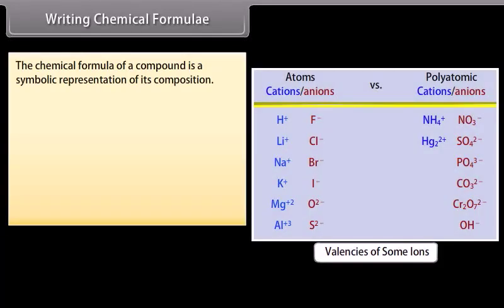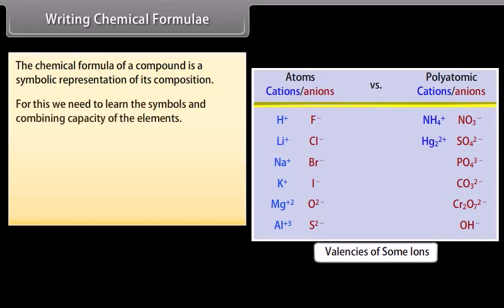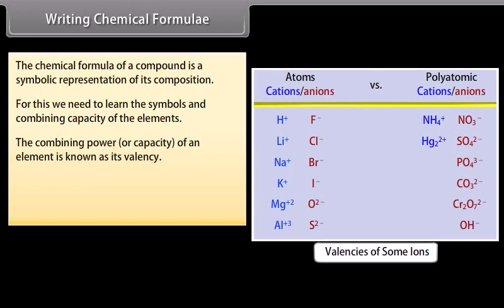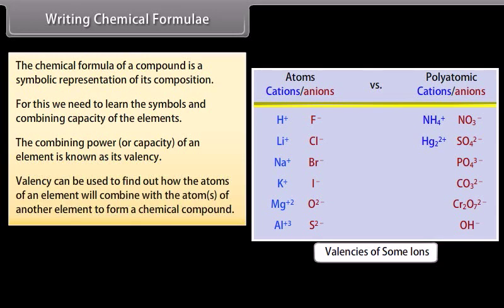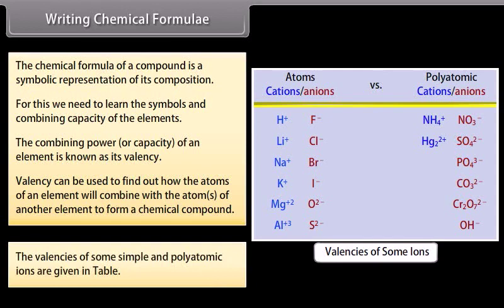Writing chemical formula. The chemical formula of a compound is a symbolic representation of its composition. For this, we need to learn the symbols and combining capacity of the elements. The combining power or capacity of an element is known as its valency. Valency can be used to find out how the atoms of an element will combine with the atoms of another element to form a chemical compound. The valencies of some simple and polyatomic ions are given in the table.